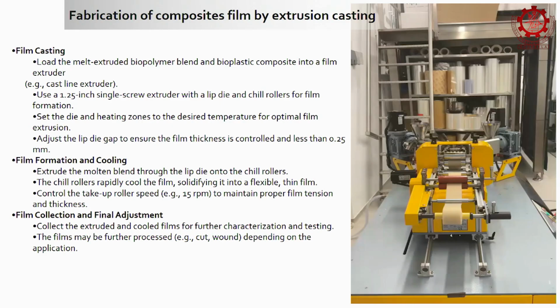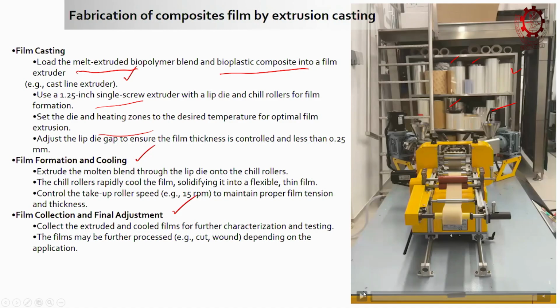Now, film casting, how you make a film. Here you see all these film rolls are prepared from biodegradable packaging material. This is a video, I will run it in a minute. Load the melt extruded biopolymer, that means all those pellets and bioplastic components, into the extruder for making a film. Then you set up your screw speed, heating zone, and these are the ones which have to be optimized. It is not that there is a single temperature profile for all the plastic. You make a film, you cool it, and you collect and do final adjustment.